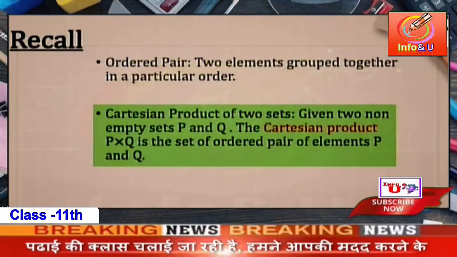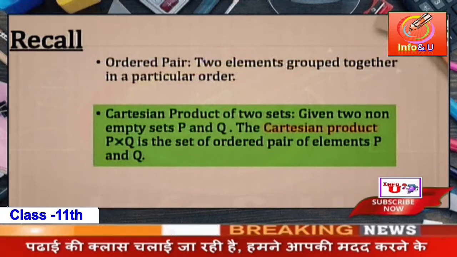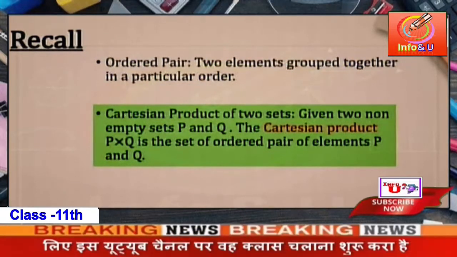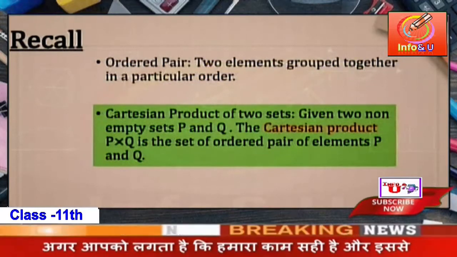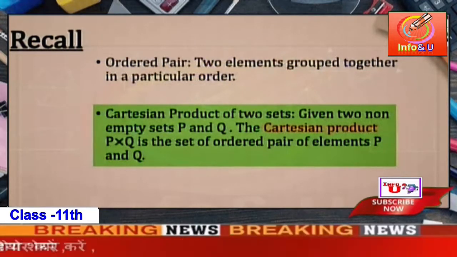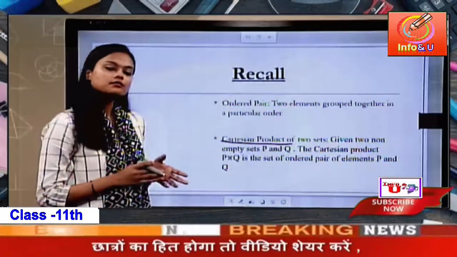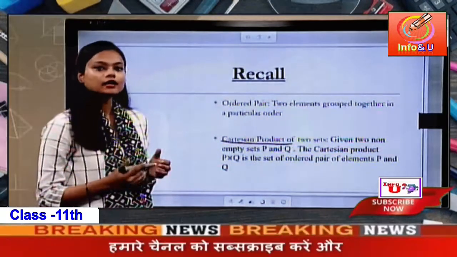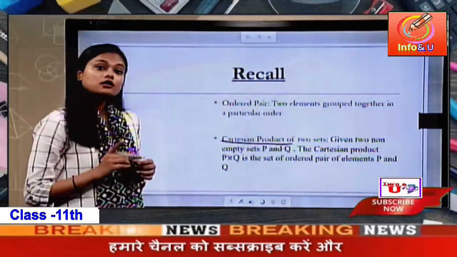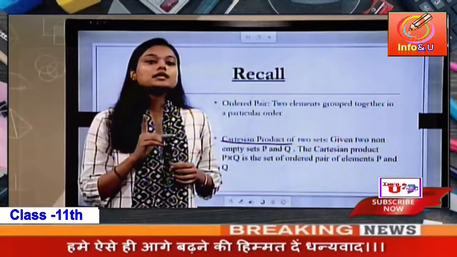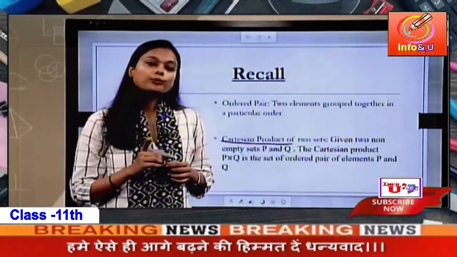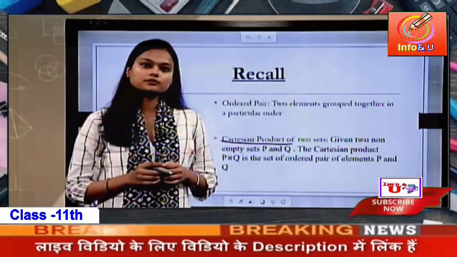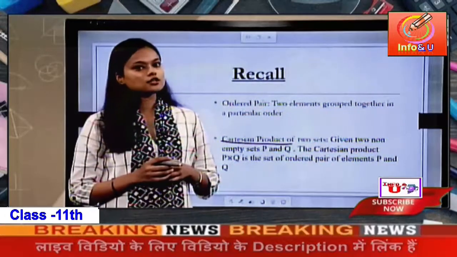Cartesian product of two sets, that when we are having two non-empty sets P and Q, the Cartesian product P with Q is the set of all ordered pairs, where the elements are coming from P and Q. Students, I have given you one assignment. Hope you have solved that particular question. So let us see the answer of it.